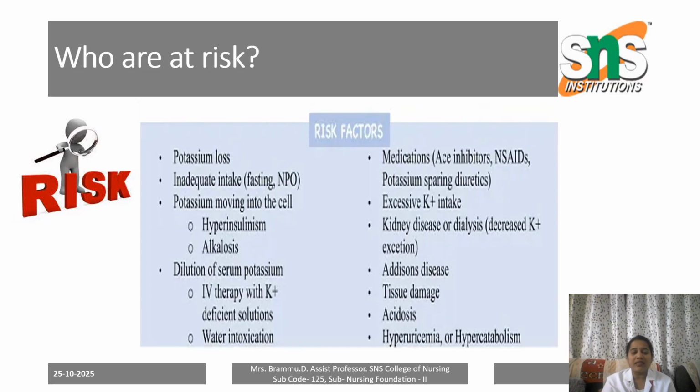And on the other hand, hyperkalemia may result due to certain drugs such as ACE inhibitors, NSAIDs, and potassium-sparing diuretics. Some patients may have excessive dietary intake of potassium, or it might be a case of renal failure or patients undergoing dialysis. Certain disease conditions may also lead to hyperkalemia, such as Addison's disease or tissue damage such as burns, acidosis, hyperuricemia, or any sort of hypercatabolism.